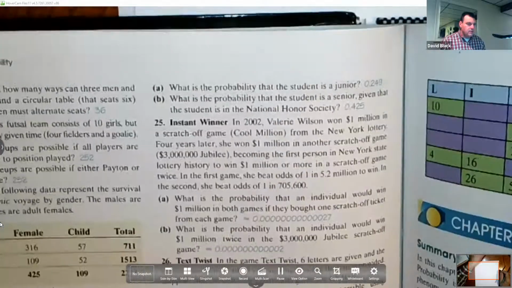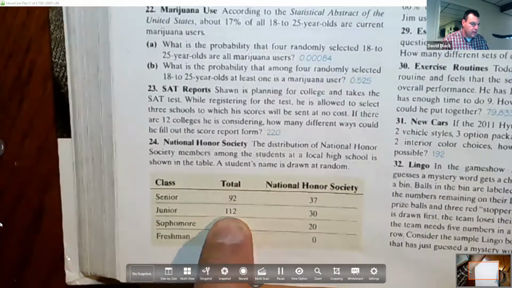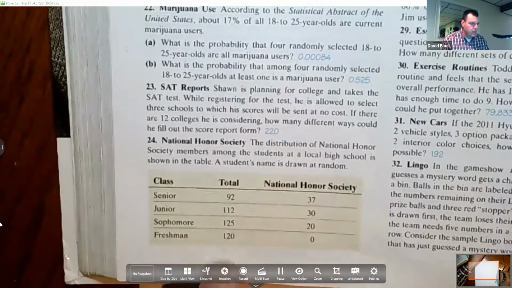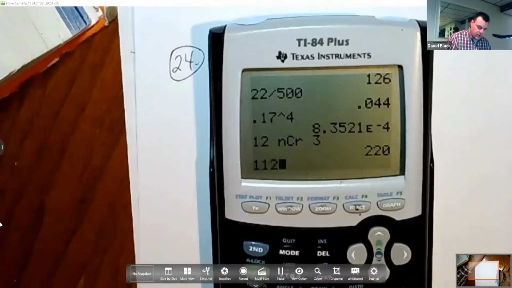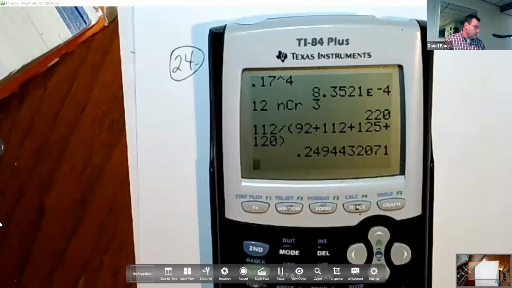And usually if it's simple probability, it's only asking about one thing, right? What's the probability that the student is a junior? So what do we got here? 112 juniors out of however many students total. I don't know what that adds up to. It's going to be 112 out of this total. So let's let our calculator do the work here. 112 divided by 92 plus 112 plus 125 plus 120. So I'm looking at 0.249.